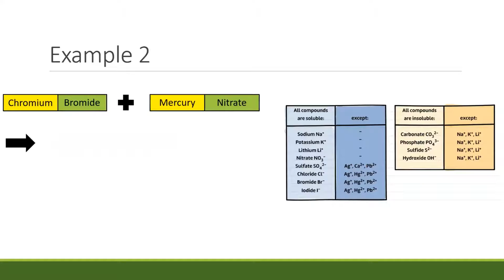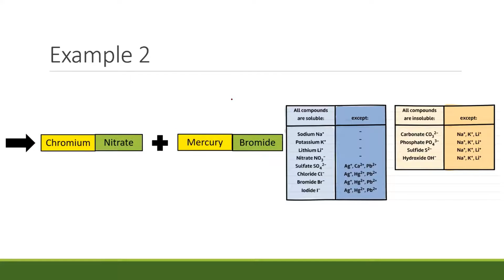Let's look at example 2. Example 2 has got chromium bromide and mercury nitrate. So if I swap these around, I'm going to end up with chromium nitrate, by getting rid of the bromide and writing nitrate. And for the other one, we're going to have mercury, get rid of the nitrate and write bromide, mercury bromide. So that's exactly what you get, chromium nitrate and mercury bromide.